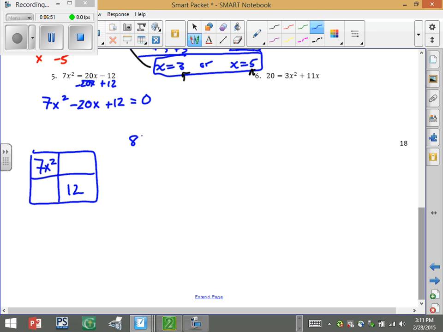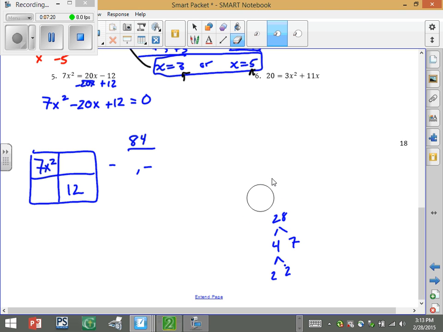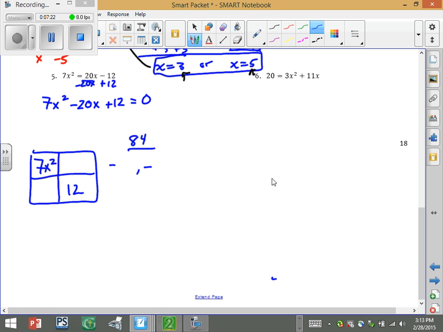And 7 times 12 is 84. So we need factors of 84 that add up to 20. I can tell you this: I know they're both going to be negatives because we need negative 20. Just keep playing around with this thing. Eventually you'll come up with what you end up with. Takes a little bit of work, but you end up with 14 and 6. So minus 14x minus 6x.